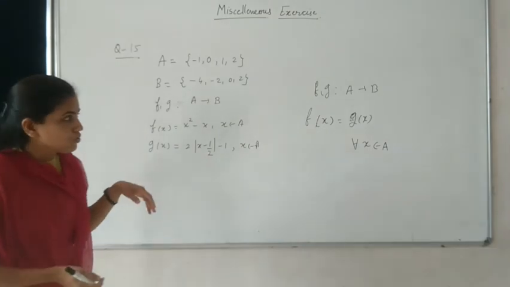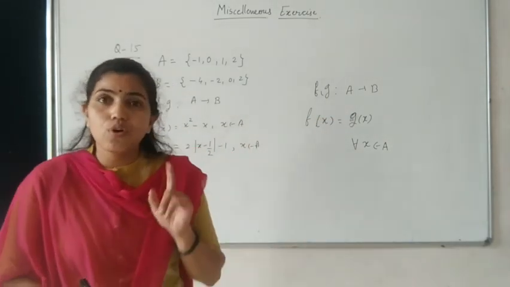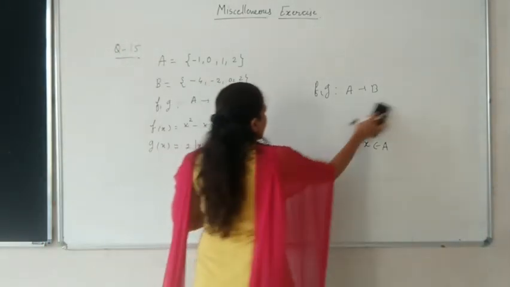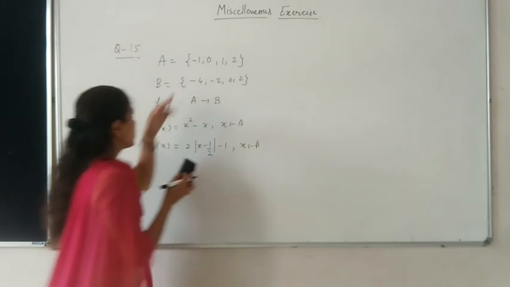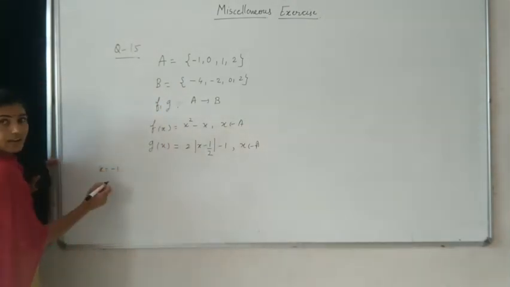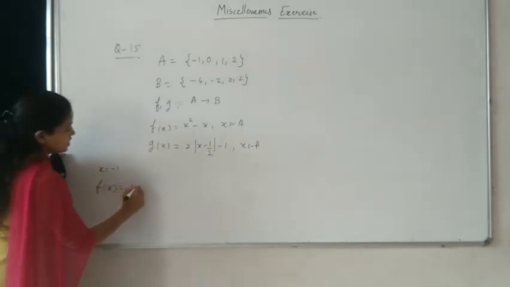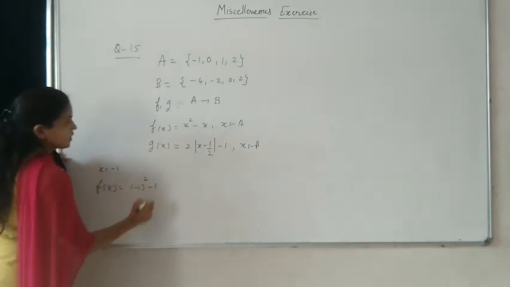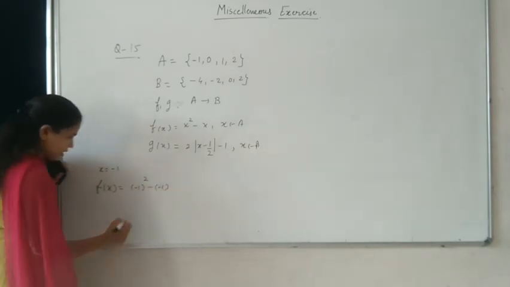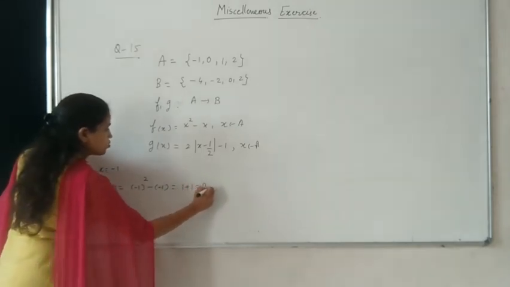So now what do we have to check? f(x) equals g(x) for all x belongs to A. So what will we do? Let x be equal to the first element, let x = -1. Now if it is -1, then find f(x). This is (-1)² - (-1), so 1 plus 1, that is 2.